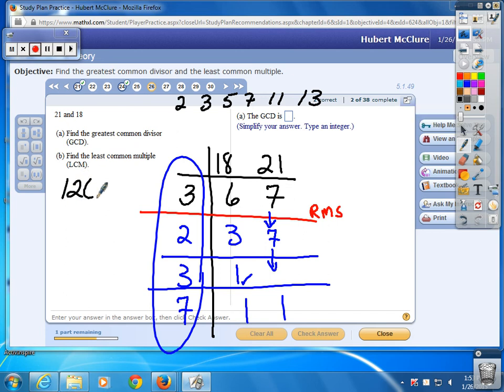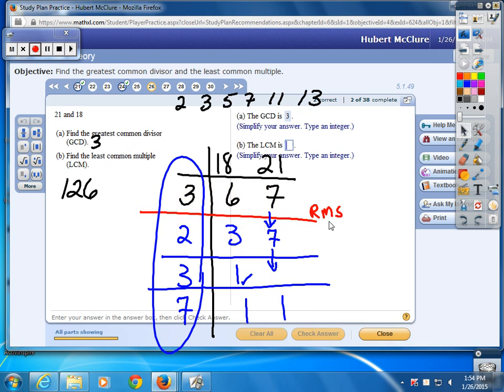Did I? I didn't put the 2 with the 6. Should be 126 here and 3 there. So let's check it. Three. Good job. And 126. And we feel good about ourselves.